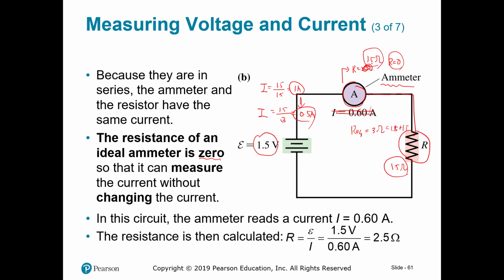Your Req is going to be R original plus R ammeter, so you want to minimize this number. Why? Your total current is going to be your voltage V divided by Req, which is R plus R ammeter. If you minimize this value, the I value is the original value V over R, and that's exactly what we want. So for an ideal ammeter, your R_A must be 0.